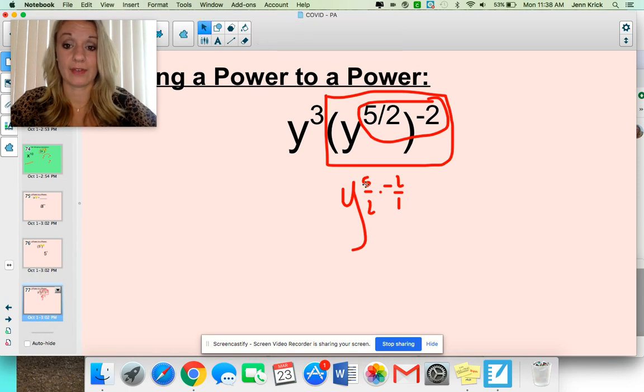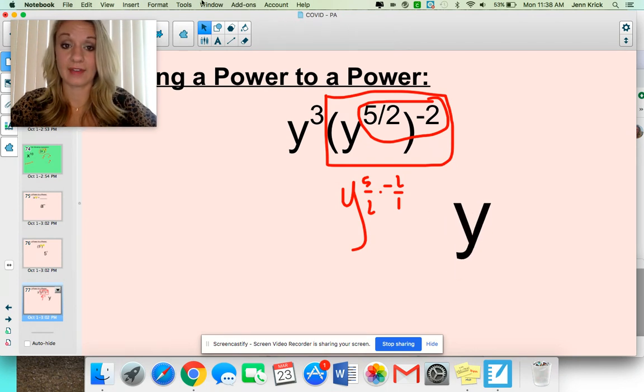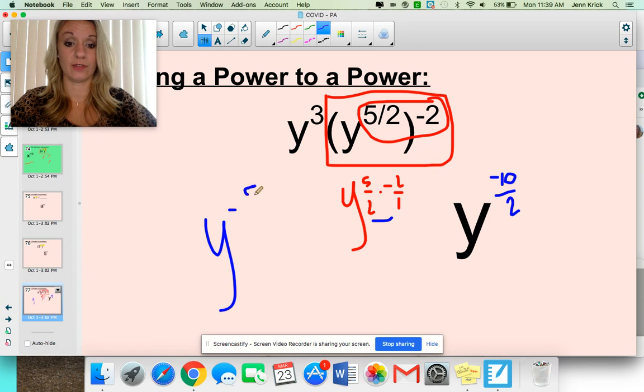So now I've got y to the 5 over 2 times negative 2 over 1. If I simplify that, I still have my base of y. I know that 5 times negative 2 is negative 10. And then if I multiply my denominators here, I've got 2. Now we can actually simplify that right now. What is negative 10 divided by 2? And then you're going to tell me that it's y to the negative 5th power.